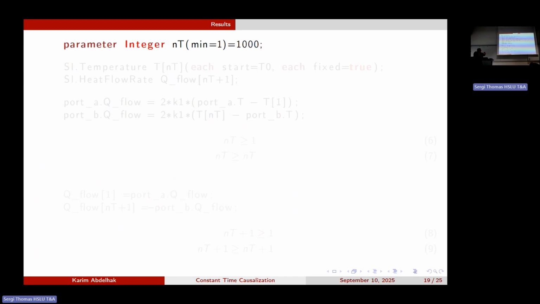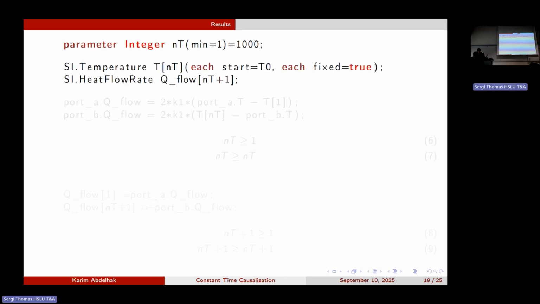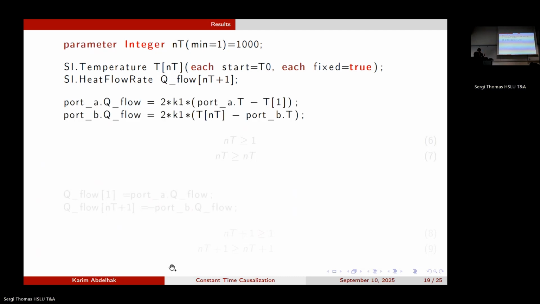There is the parameter integer nt, which steers array sizes. This one is now supposed to be resizable. Then we have 2 variables that are steered by this array size, which we obviously want to minimize. Then we have these 2 equations. These already have some implied constraints, namely nt has to be greater than 1.